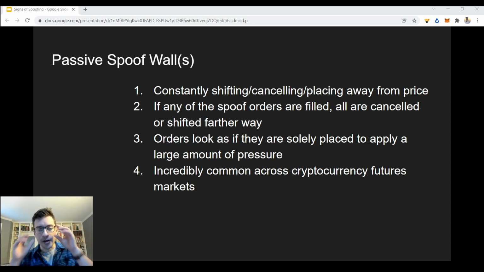But moving on, orders look as if they're solely placed to apply a large amount of pressure. You see just a bunch of bids pop out of nowhere, and they're not even close to price. Why do you think those bids are there? Do you really think that someone wants to fill all their buy walls at that exact designated price? And if they keep moving those bids, do you really think they're constantly changing their mind about where to get filled? More likely not. It's either a market maker, but more likely than a market maker, guys, it's probably just a spoofer who's trying to apply buy pressure. This is really, really common.